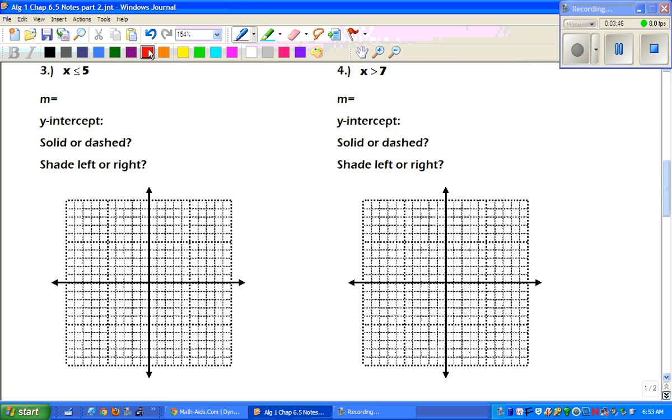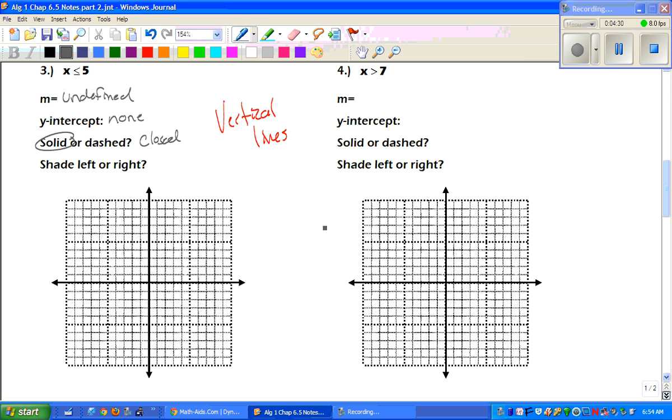Now we're dealing with x graphs. When we have just the x variable, we know that this is going to make vertical lines. Now the slope of an x graph, if you remember, is undefined. And does it have a y-intercept? There's no y-intercept. So now for the rest of the information, we need to look at the inequality. Is it open or closed? It's closed, which means it's solid.